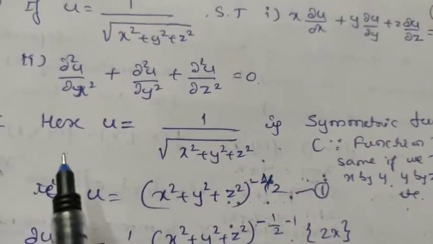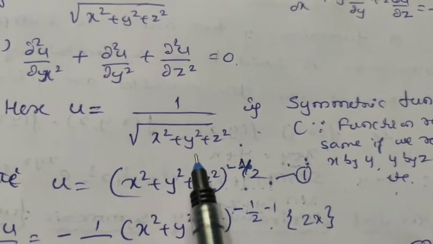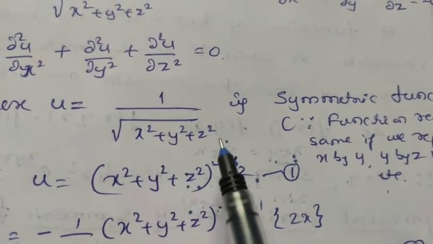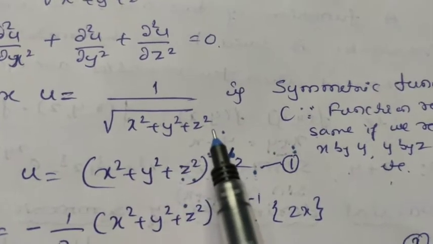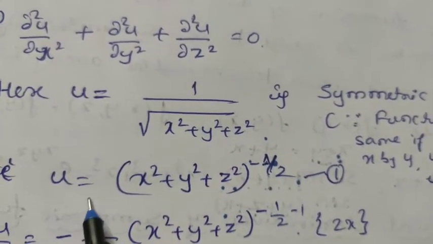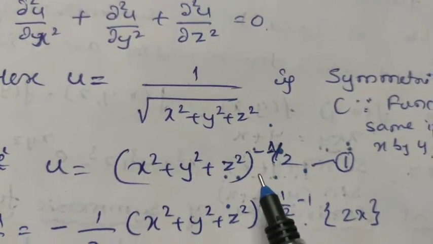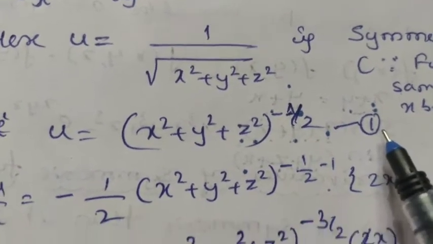Here let us take u. Here u is again 1 by the square root of x square plus y square plus z square. See here, this is again a symmetric function. It doesn't make any difference if you replace x, y, z in a cyclic order. So this implies u is equal to, taking this in the numerator, x square plus y square plus z square raised to minus 1 by 2. Take this as equation number 1.